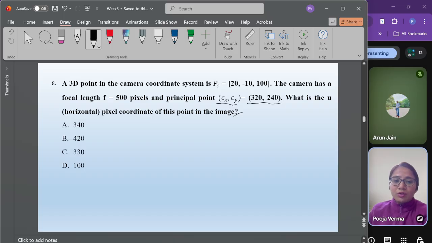So how to solve this question? Anyone have any idea how to move?